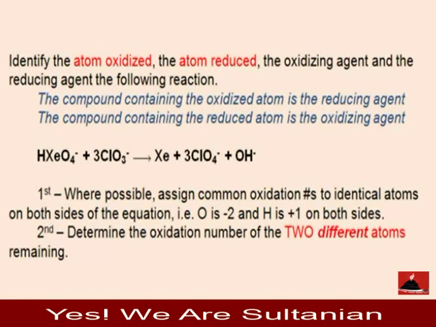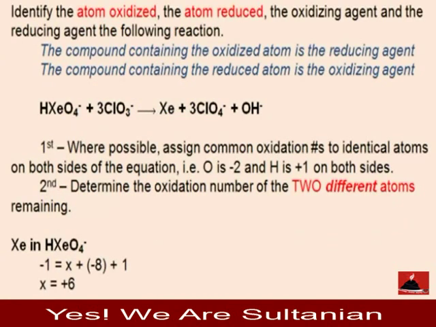So then we begin to determine the oxidation numbers of the remaining atoms, and hopefully you only have two different remaining atoms, because after all you're looking for which atom was oxidized and which atom was reduced. We're going to look for the oxidation number of xenon in the xenon ion on the left. You could set up the algebra as I've shown and determine that the oxidation number of xenon on the left is +6.